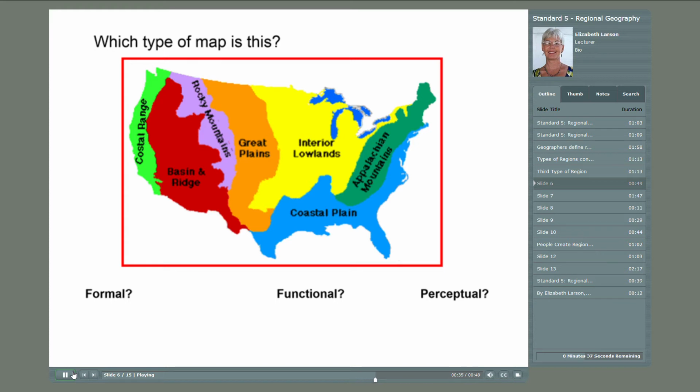What kind of a map is this? Is this a formal region, a functional region, or a perceptual region? If you said formal region, you're correct.